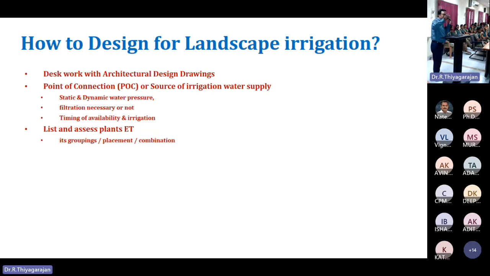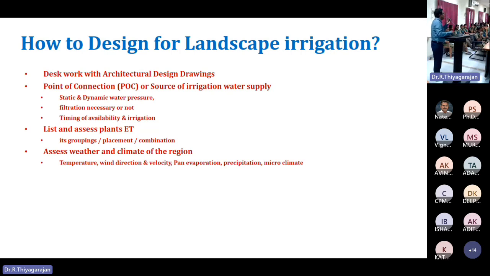Now I have added something like filtration, timing of availability. So these things, I think this lecture also will be available with you. You can look at them at a later point. List and assess the plant ETs. Now, do you have the evaporation, evapotranspiration rates for all? Because only for crops which are used in abundance, there will be documentation.